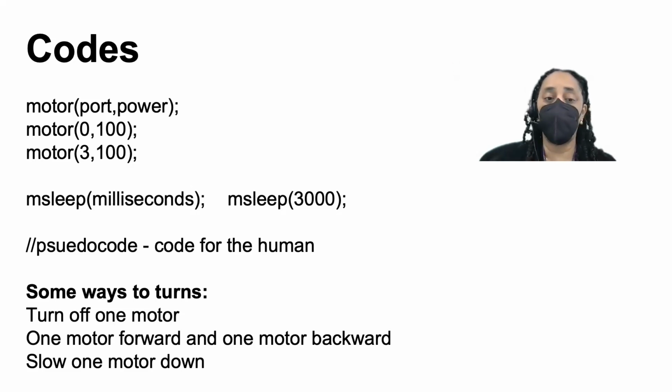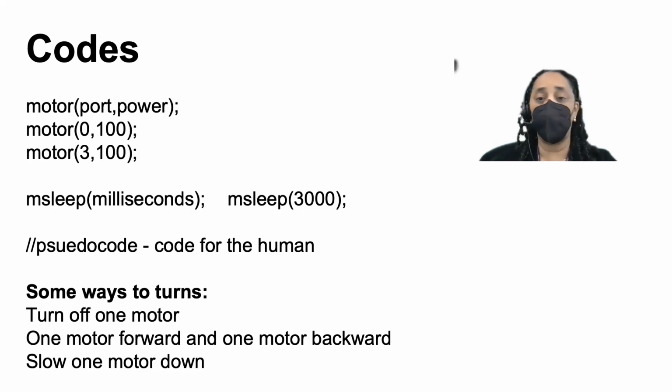Some ways for you to actually turn the robot. So one way to turn is to turn off one motor. So you can turn off motor 0 and you can do 0, comma 0 and leave motor 3 on and it'll turn left or right. You can have one motor going forward and one motor going backwards. The way to have the robot go backward is to put a negative sign in front of the power.